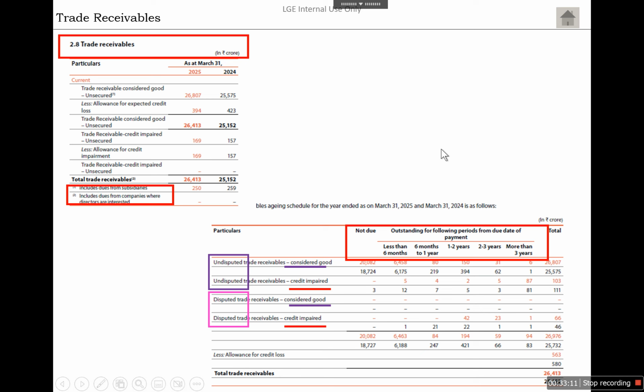So let's see how it is disclosed in practical life. This is trade receivables, and it includes those from subsidiaries also, and this is the ageing of trade receivables, and further it has been grouped into undisputed and disputed. Undisputed ones are considered good, or credit impaired, as the requirement was there for the impairment assessment also.